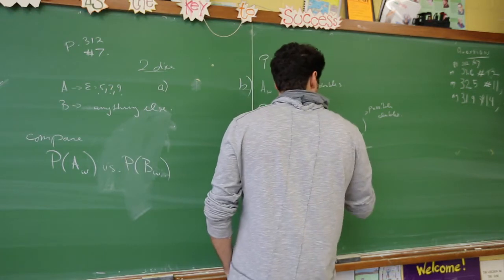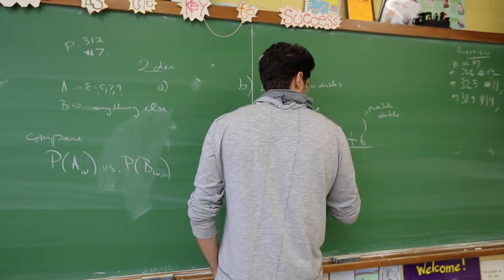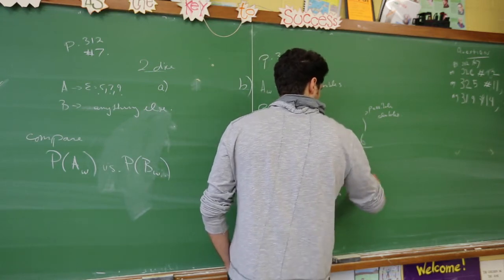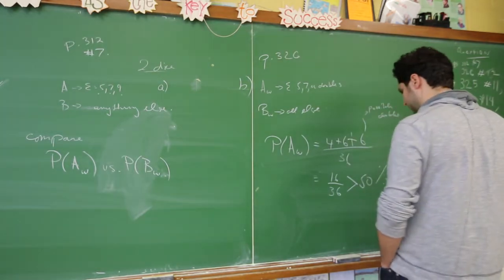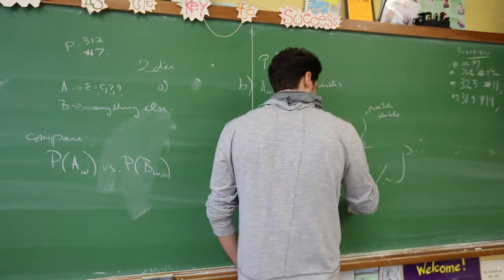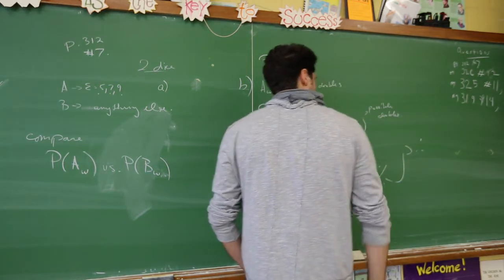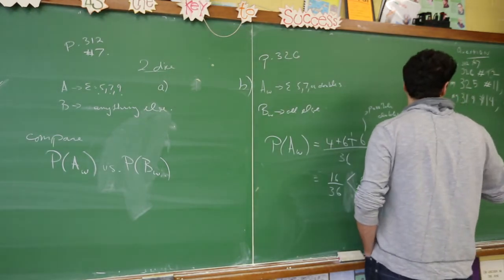Now your denominator is the same. So we have 12 and 4 is 16 over 36, which is greater than 50%. Therefore, okay, never mind, my math is bad. 18 is the version. Yeah, I didn't say my arithmetic was any good. Therefore, B still has the advantage.